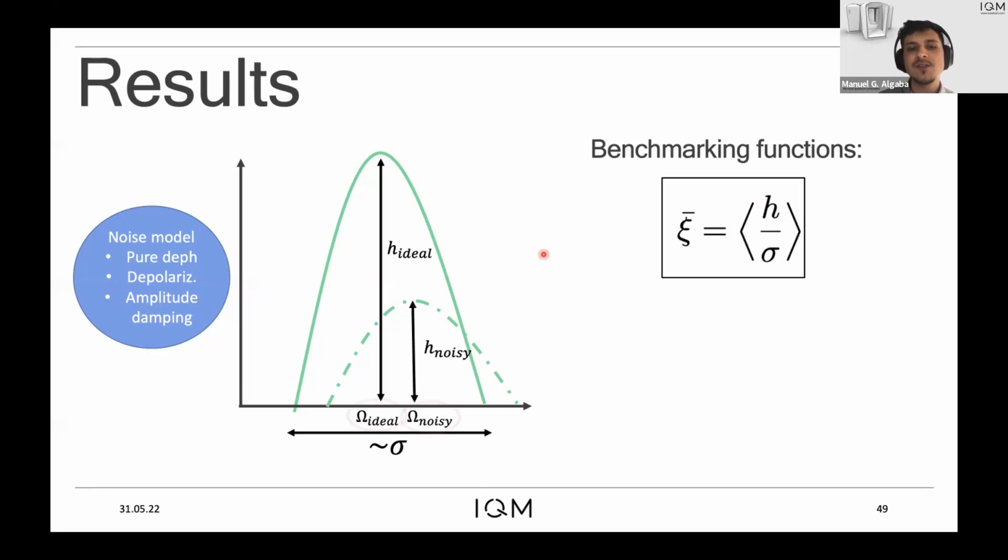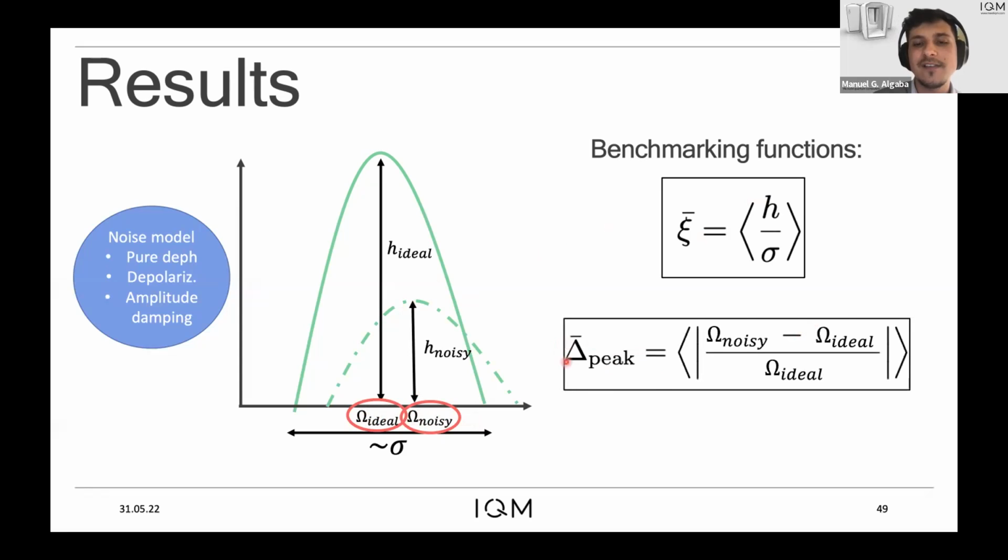The second benchmarking function will be the relative error of omega ideal versus omega noisy. This is how much we are misplacing omega ideal by choosing omega noisy, because this is what we are doing with the experiment. So this would be the relative peak frequency error.